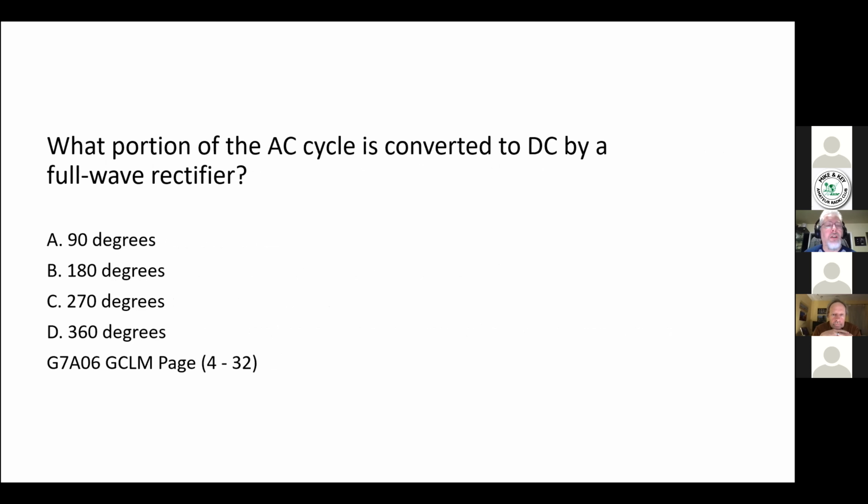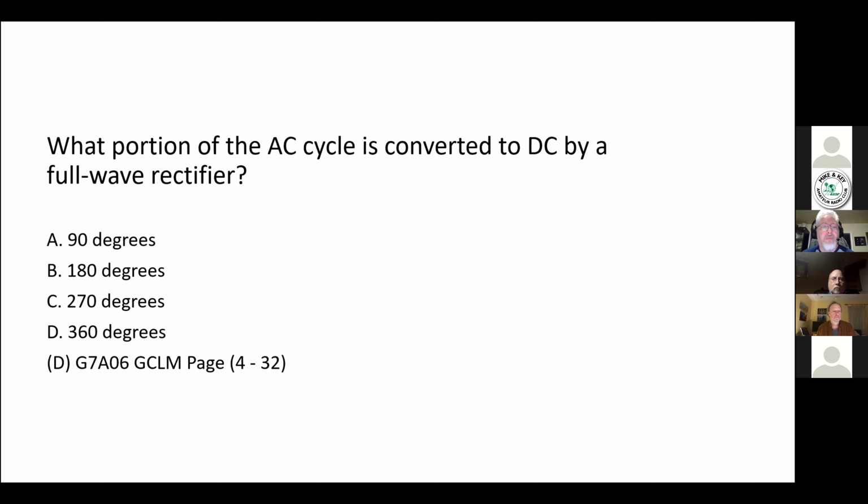What portion of the AC cycle is converted to DC by a full wave rectifier? A, 90 degrees, B, 180 degrees, C, 270 degrees, or D, 360 degrees. Full wave, 360. Delta is correct. It's using the full wave, the 360. The half wave is only using half of that, the 180.